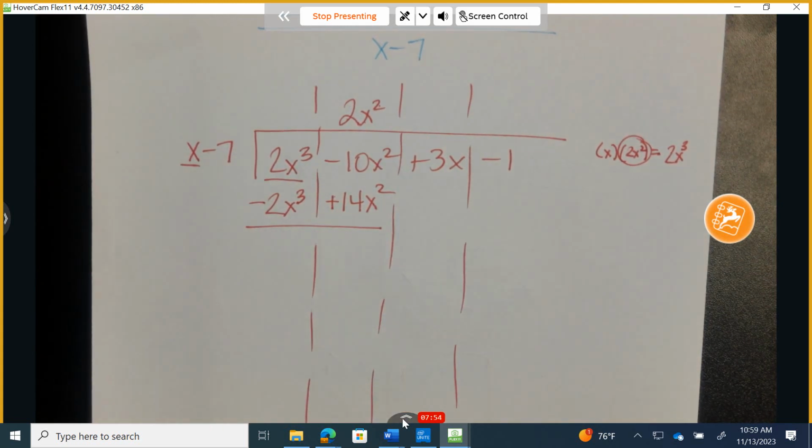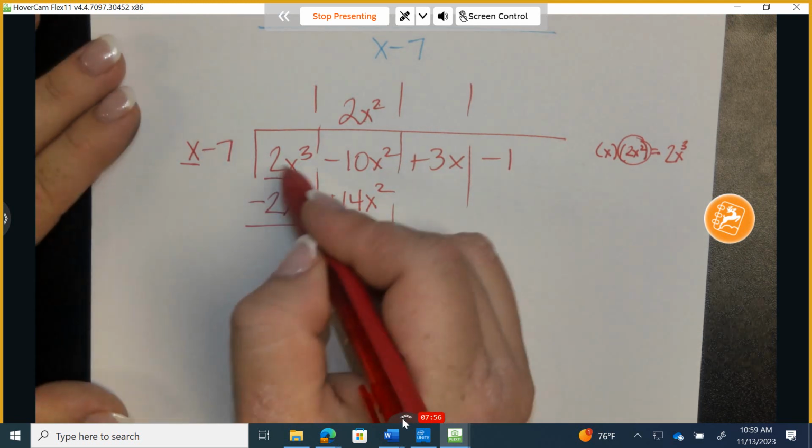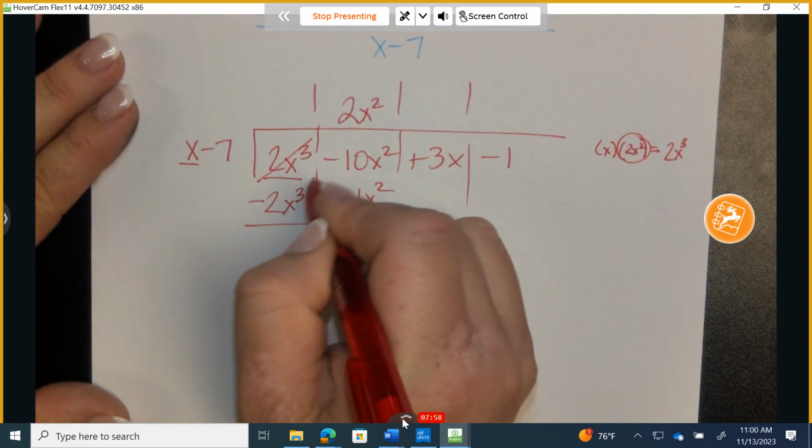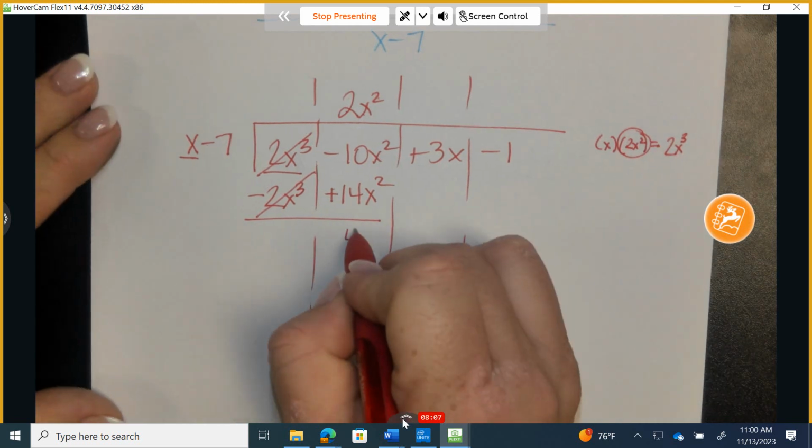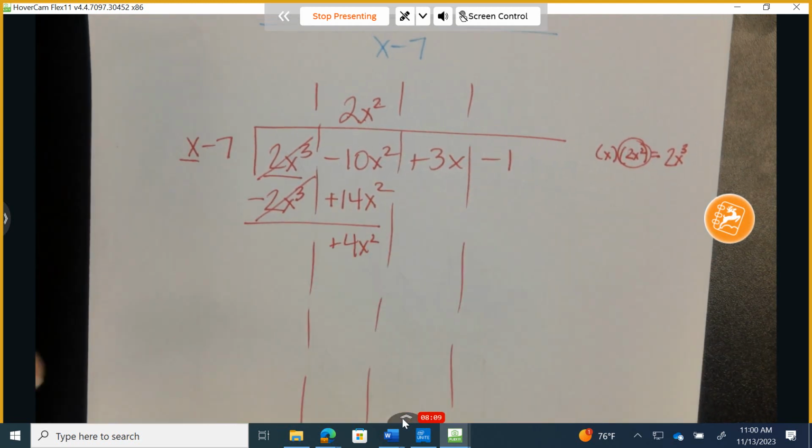Now we're going to add in each column. We're going to combine each column. So when I add these together, they're additive inverses. They cancel out. When I try to combine a -10 and a +14, I have to say in my mind, okay, different signs subtract, keep the sign of the larger number.